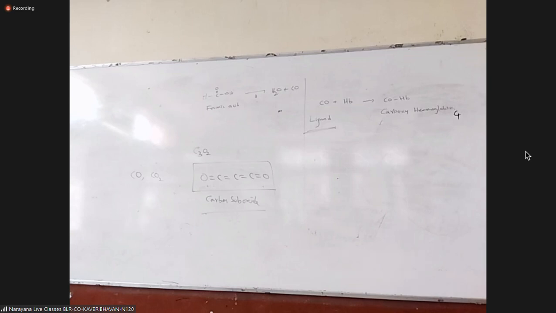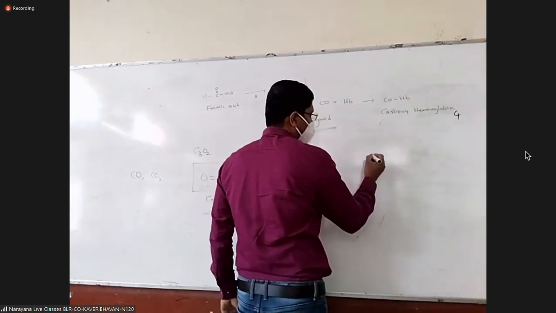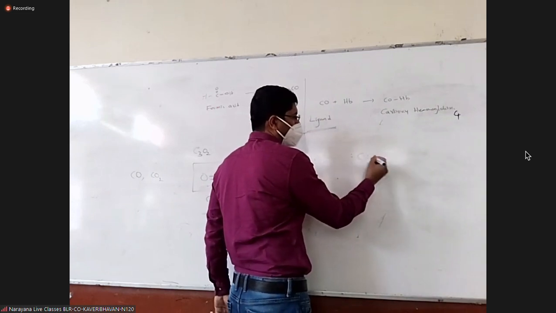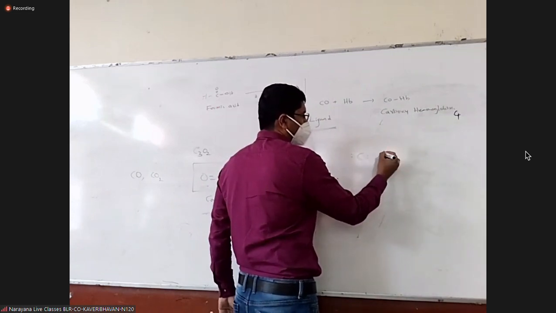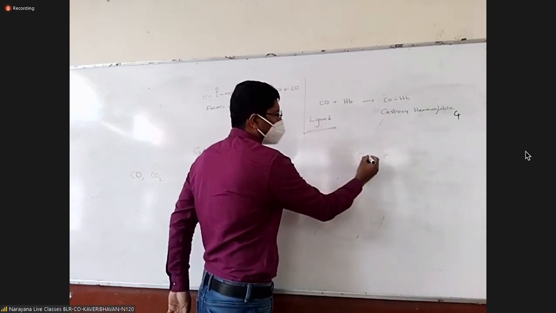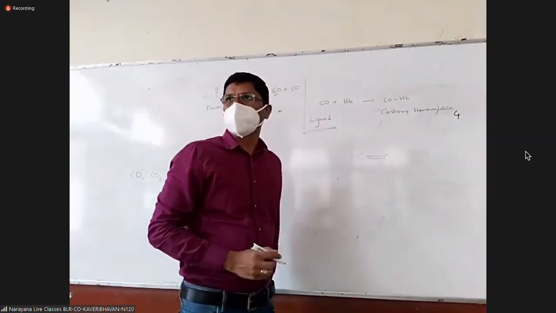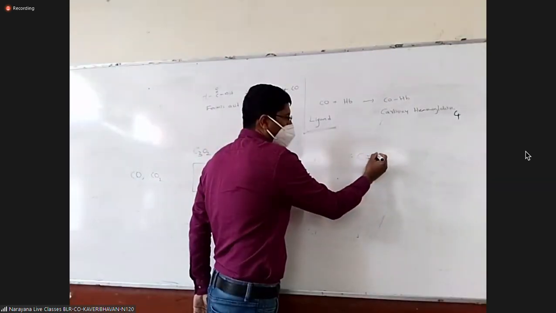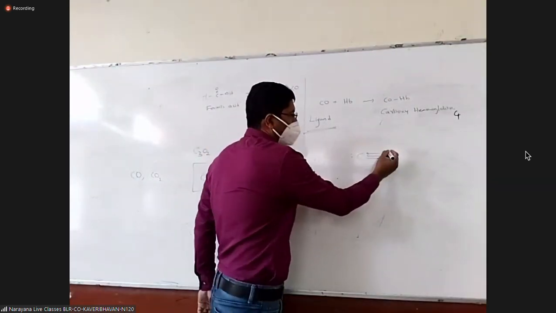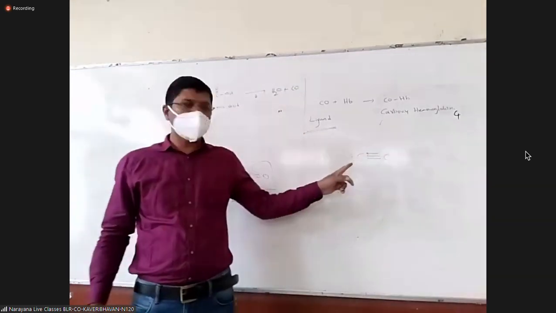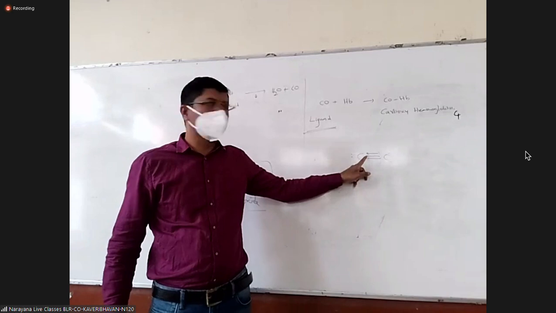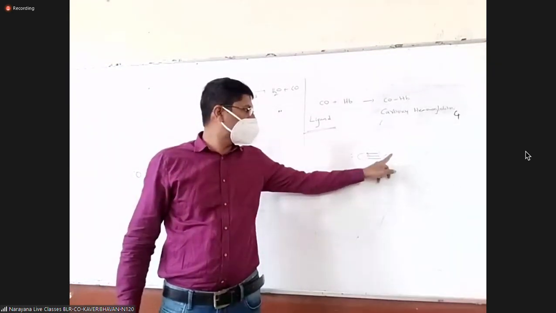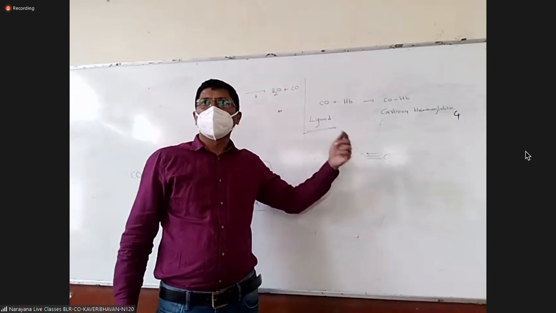Next, you have to remember the structure of carbon monoxide. Carbon is in which group? Fourth group: 1, 2, 3, 4. Oxygen has 6 valence electrons. Between them there is a sigma and a pi bond. One lone pair is donated by the oxygen to this carbon. The remaining: carbon electrons are 4, oxygen electrons 1, 2, 3, 4. Here is one lone pair, a dative bond.